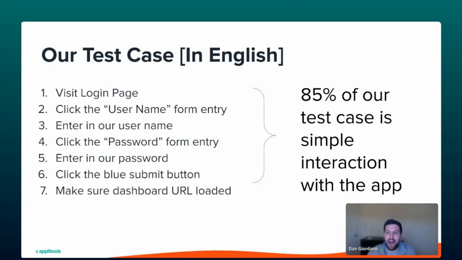So 85% of this test case is just simple interaction with the app. We're not actually asserting anything that needs to be done or should be there until the last step, right? Step 7 is where we look at that assertion portion. But 85% of what comes before is just the actions that we're taking.